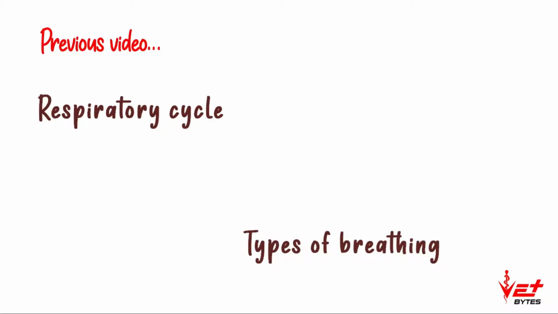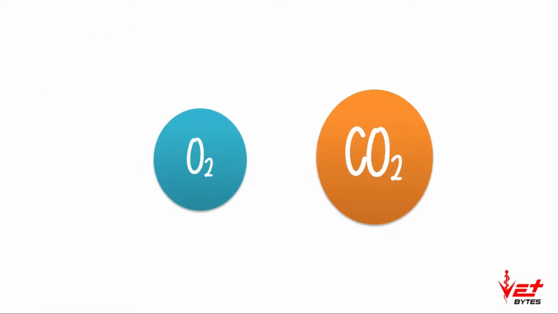In our previous video, we discussed the events of the respiratory cycle, the two types of breathing, and the respiratory rates in different types of species. So in this video, we are going to discuss the transport of oxygen and carbon dioxide. Let's start with the transport of oxygen.